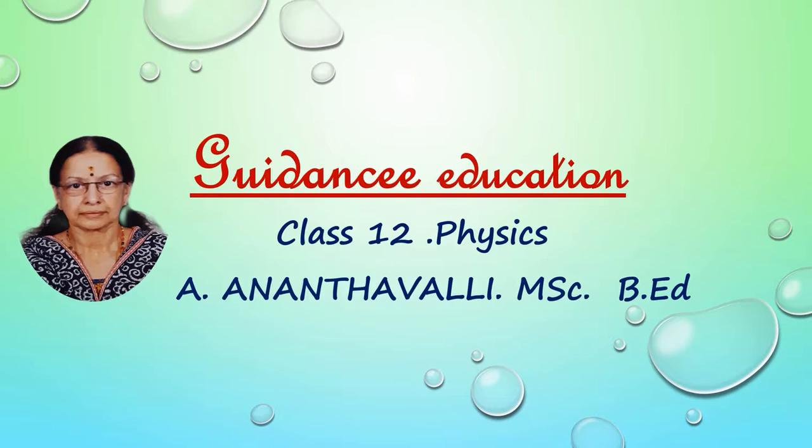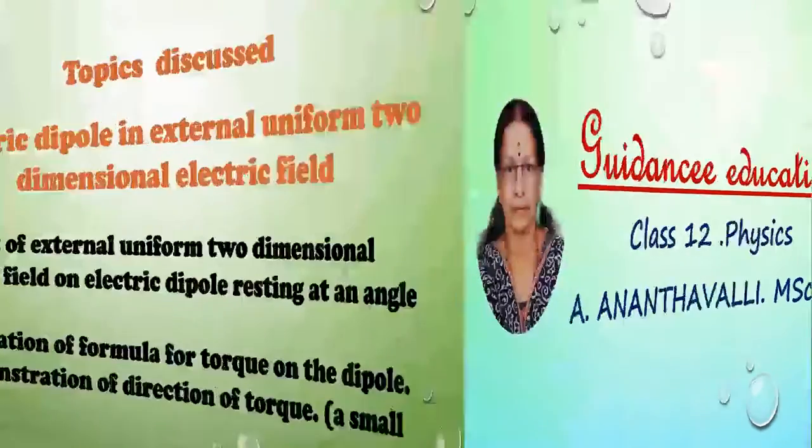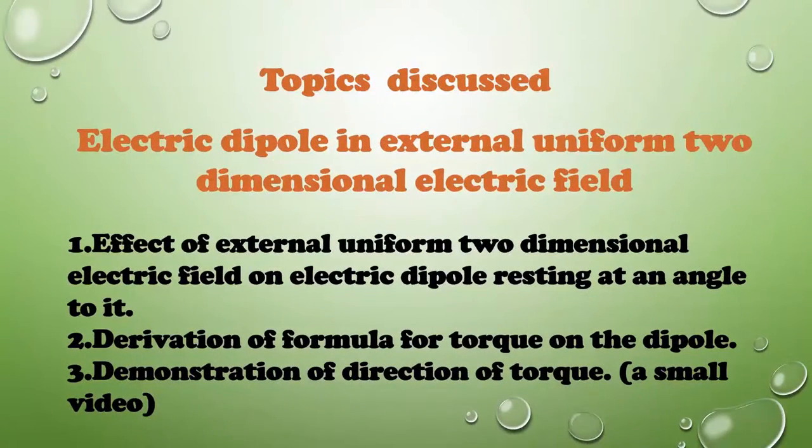This is for class 12 physics. We are discussing chapter 1, charges and fields. Under that we are discussing electric dipole. Let us see the subtopics that are discussed. The subtopics discussed are effect of external uniform two-dimensional electric field on electric dipole resting at an angle to it, derivation of formula for torque on the dipole, demonstration of direction of torque, a small additional video.